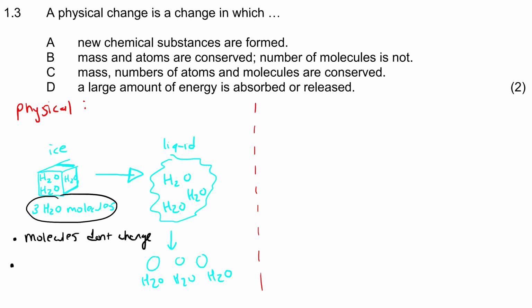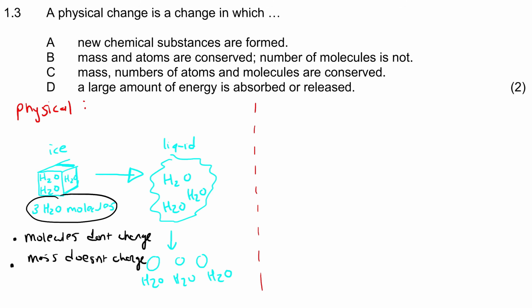Now, if we look at the mass, did you know that mass is always conserved, whether we are doing a physical or chemical change? Mass never changes. So the mass of this ice block will be exactly the same as the mass of this liquid, which will be exactly the mass of this gas. So mass is always conserved, or let's say mass doesn't change. That's easier for us to understand.